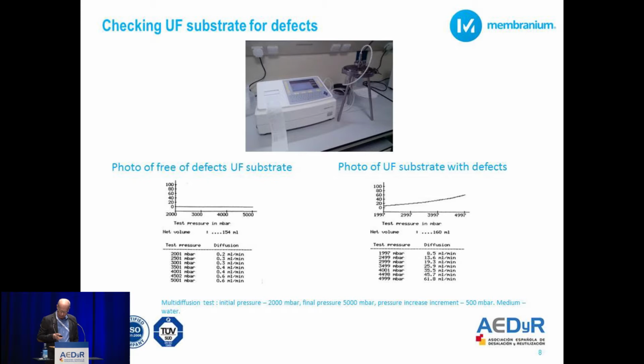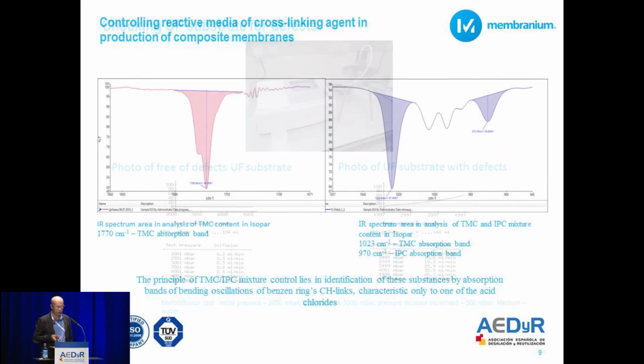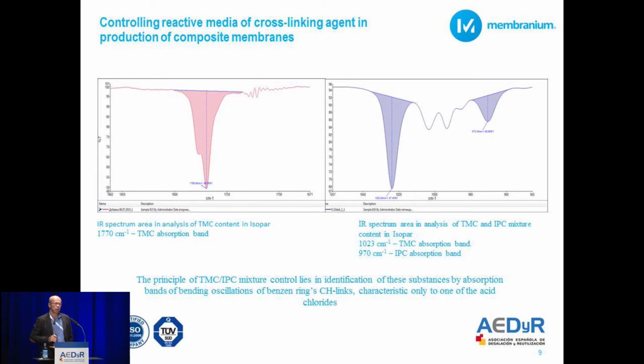And also very important, sure, is to have the same very careful control of the production of the composite membrane, namely the concentration of monomers, and especially the concentration of the cross-linking agent. In the case of a single cross-linking agent, everything is clear. The band of the carbonyl group is a very clear red one on the left side. It's very easy to maintain the concentration by controlling the area of this band.